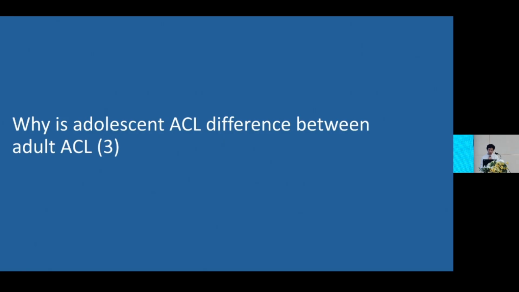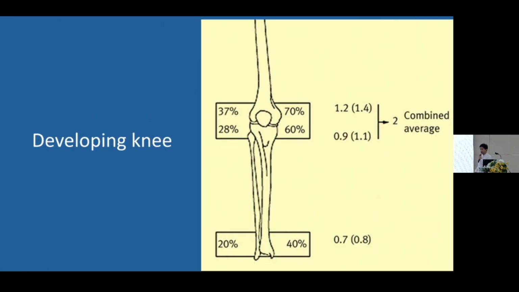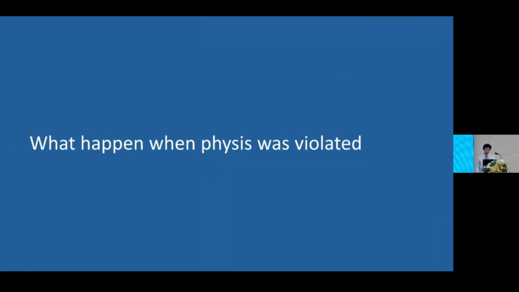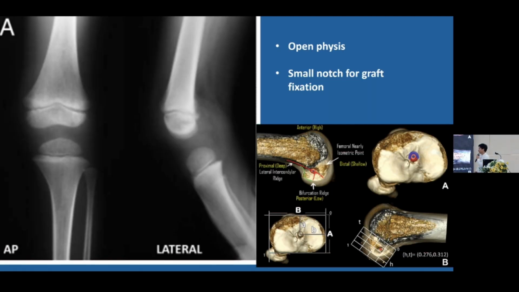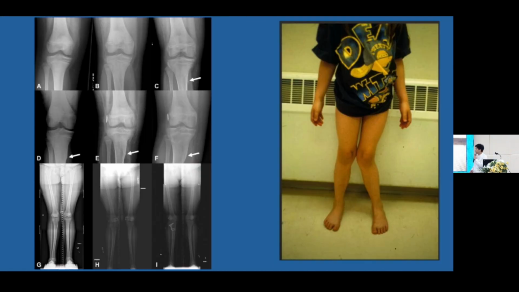Okay, the third point: the knee is developing toward maturity. What happens when the physis is violated? If you plan to do anterior cruciate reconstruction in a young patient, you are going to deal with open physes and a small femoral notch size. If you do, you can destroy or violate the physes and it can lead to leg length discrepancy or angular deformity. If you start with ligament reconstruction, I think nobody wants to end up with a patient with an angular deformity like this. Okay.